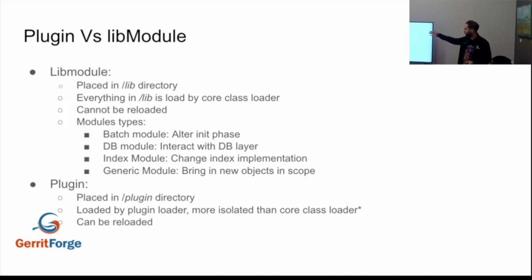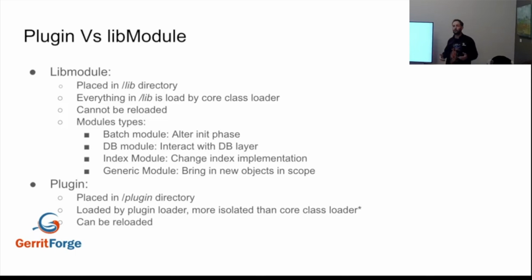The main modules that you can provide or interfere with are, first, the batch module. That's what it's called. If you need to change something in the init phase, that's where you would plug in. If you need to interact with the DB layer, then there's a DB module. We do that, for example, for the multi-site plugin, if you know that, where we need to do some operations just before Gerrit is about to write the commit to disk. So we interact with the DB layer and are able to do that. There is then the index module.